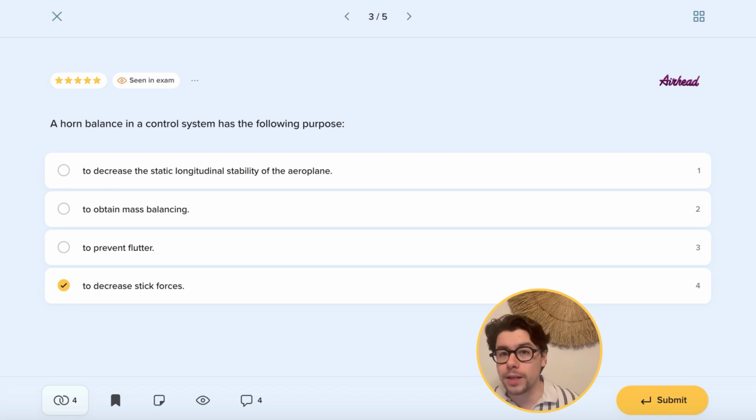And so if you see flutter, always go for the mass balancing. And if you see mass balancing in a question, then flutter will most likely be the correct answer, as this is the general principle to prevent it. And of course, the horn balance will decrease the stick forces, so it will be easier for us to fly certain control deflections, as the horn balance will support using the aerodynamics to our advantage.